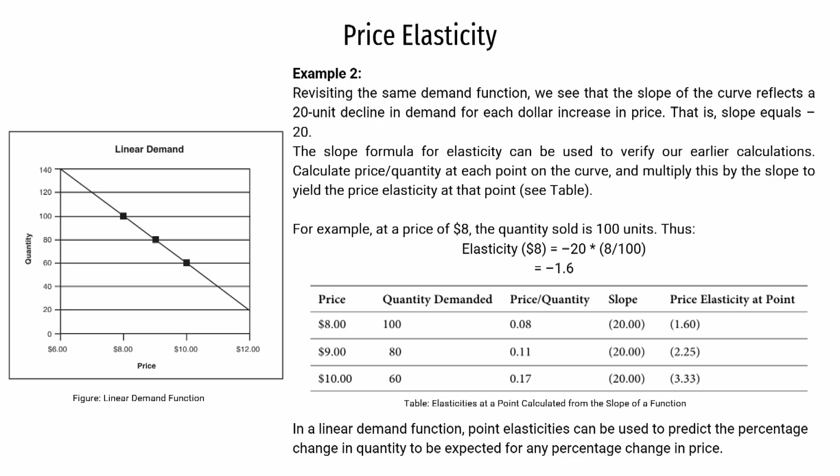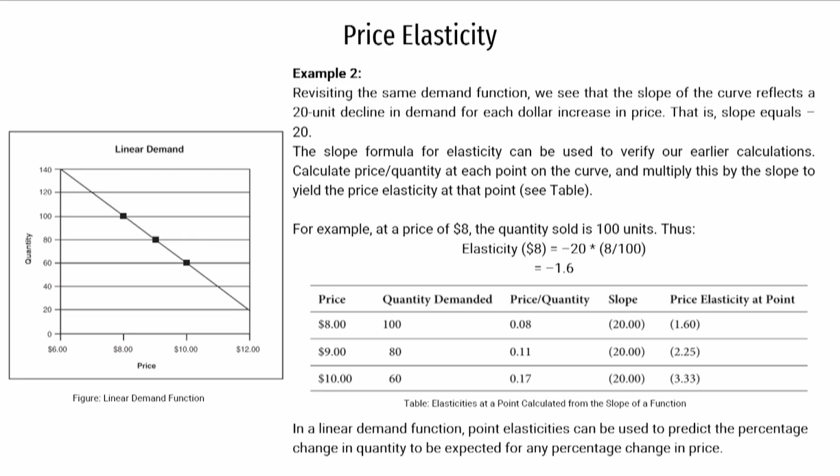0.08 multiplied by minus 20 gives you a value of minus 1.6, which was the price elasticity at price point 8 that we have calculated earlier in our previous slide. We can also check the price elasticity at price point 9. So, what was the quantity demanded?